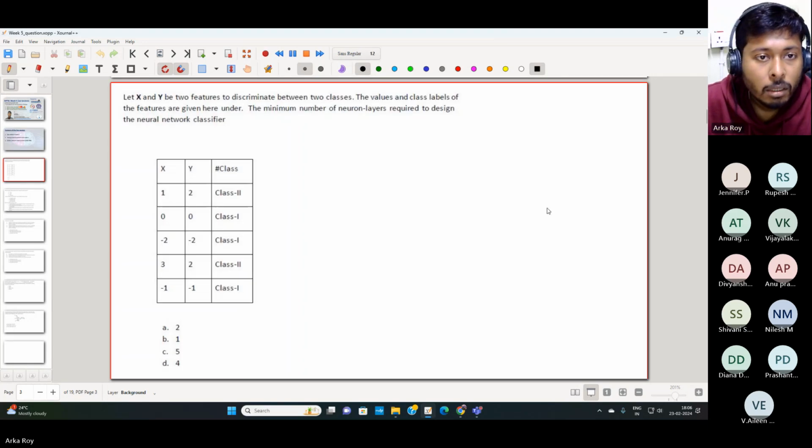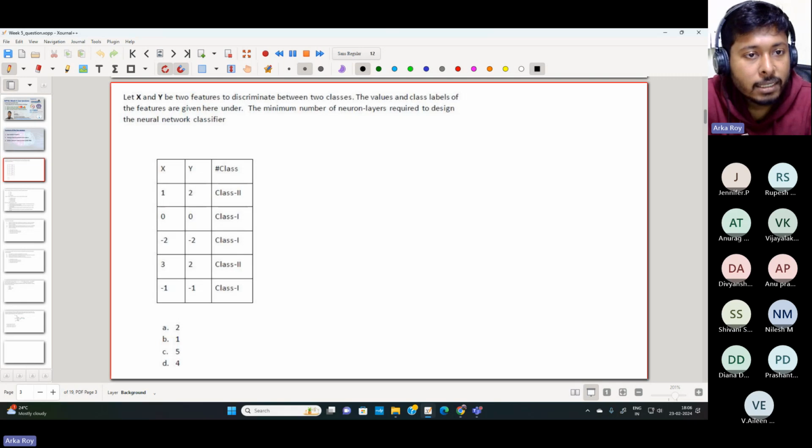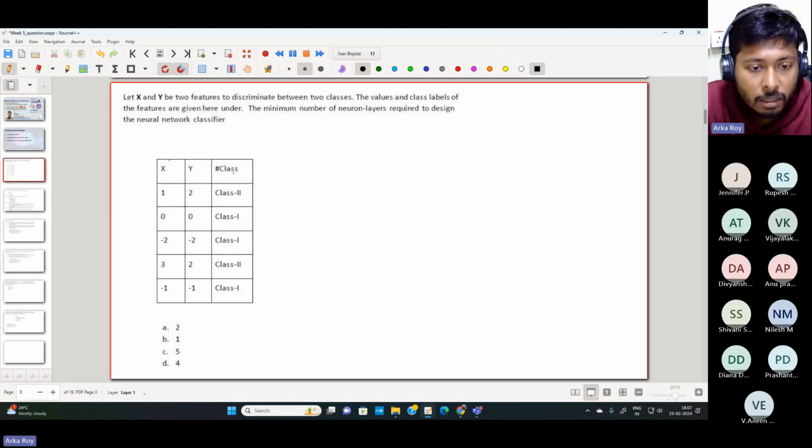The first question states that let X and Y be two features to discriminate between two classes. So we have two features X and Y, and there are two classes, class 1 and class 2. The values have been given in this particular table. The question is the minimum number of neuron layers required to design the neural network classifier.